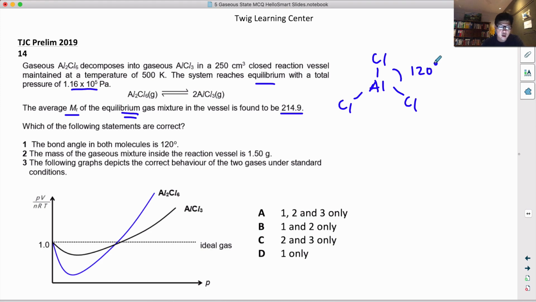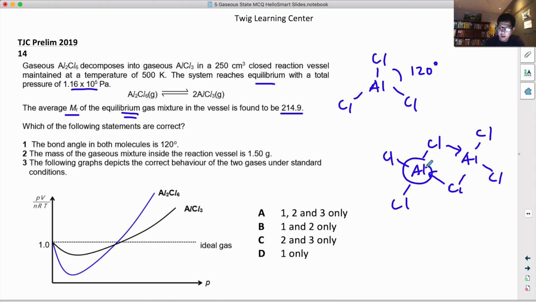But if you try to draw Al2Cl6, you should know it looks like this. It forms a dimer. Because Al only has 6 electrons, it needs 2 more. It gets a lone pair from Cl, and another lone pair from Cl.